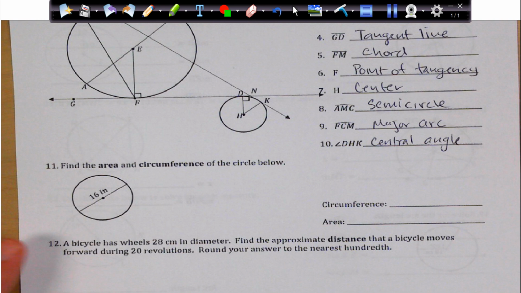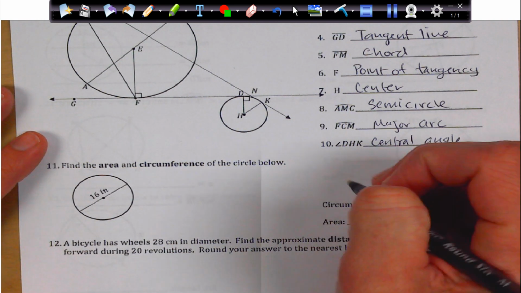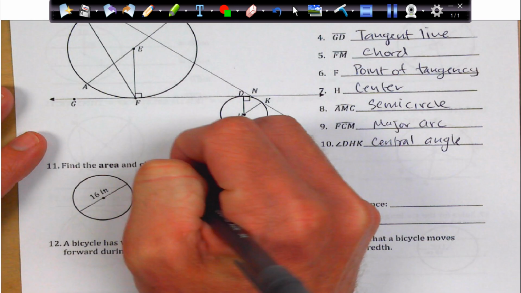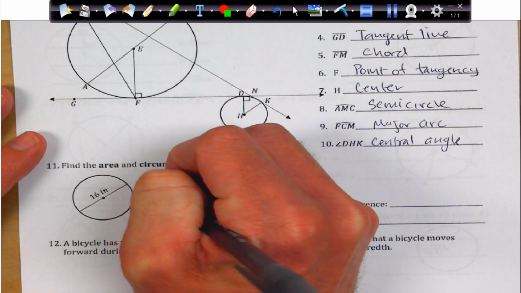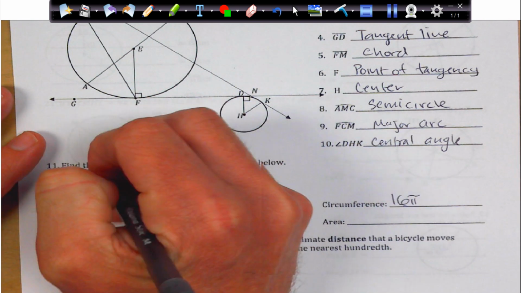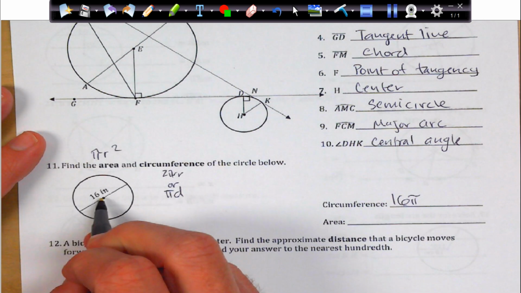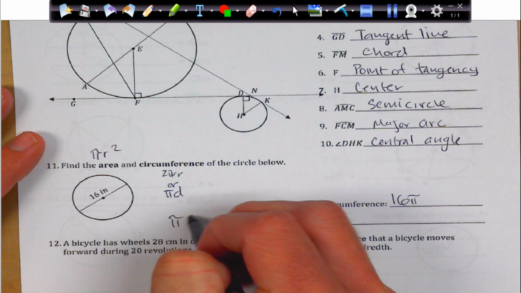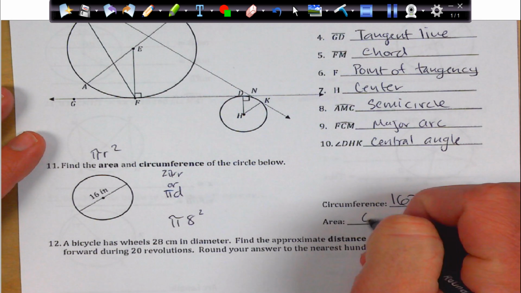All right, find the area and circumference of the circle. It gives me the diameter, so circumference for this formula is 2 pi r, or we could use pi d since we already have that. It's 16 pi. Area is pi r squared, so we're going to find the radius, which is 8. Pi times 8 squared. 8 squared is 64 pi.